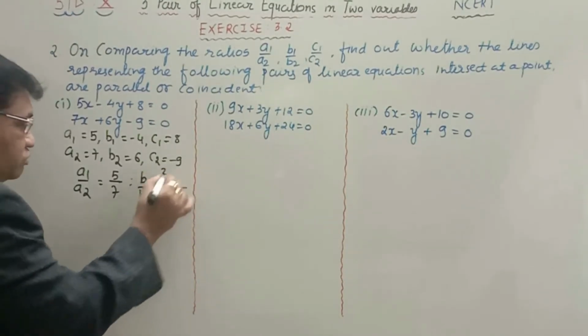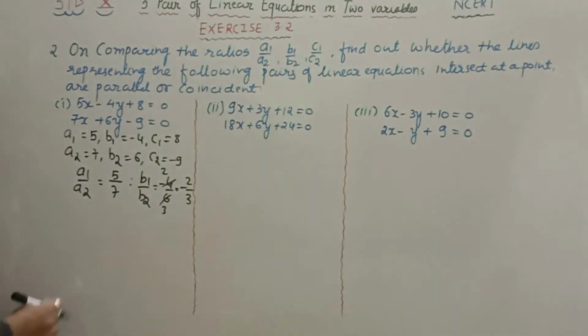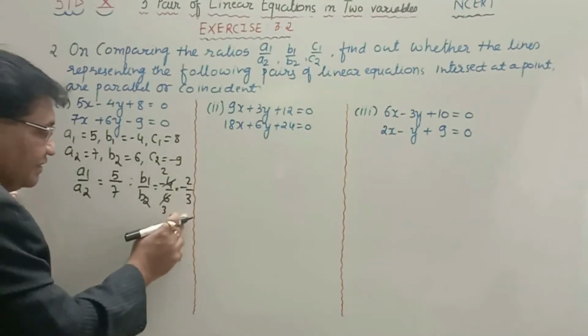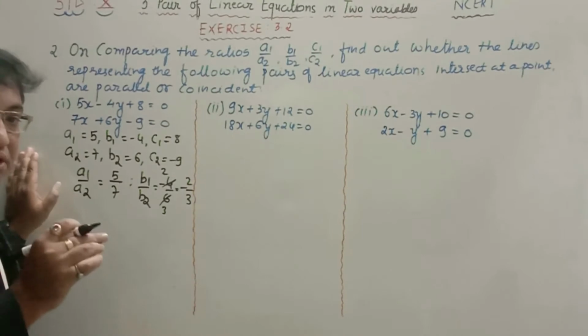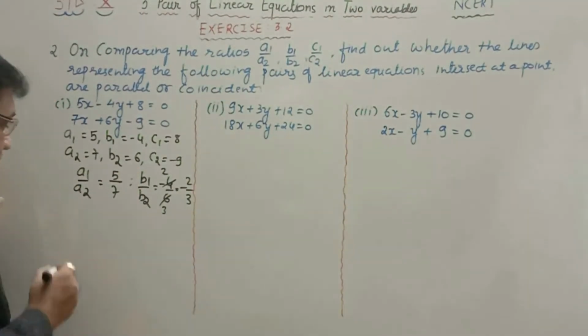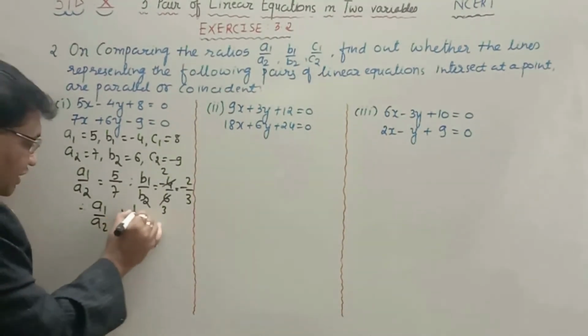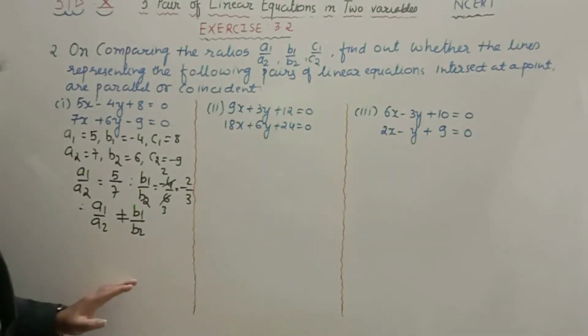So minus 2 2 is 4, 2 3 is 6, 2 by 3. तो यहाँ से ही आप देख सकते हो कि 5 by 7 है minus 2 by 3 है, मीन्स A1 by A2 is not equal to B1 by B2. तो आपको C1 by C2 लेने की ज़रूरत नहीं है. Therefore A1 by A2 is not equal to B1 by B2, means lines are intersecting lines, right?